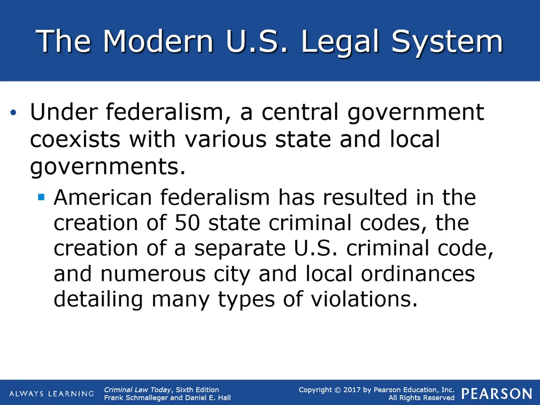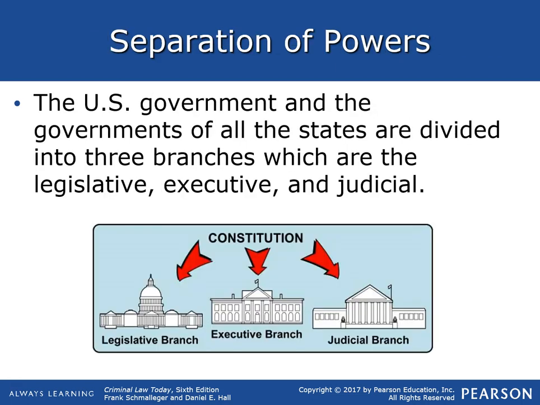Now, American federalism has resulted in the creation of 50 state criminal codes, the creation of a separate U.S. criminal code, and numerous city and local ordinances detailing many types of violations. So it's not just one where everybody has the same laws all the way across every state in the United States. Because of federalism and the fact that states can make or regulate some of their own laws, we have a lot of different codes and a lot of different laws.